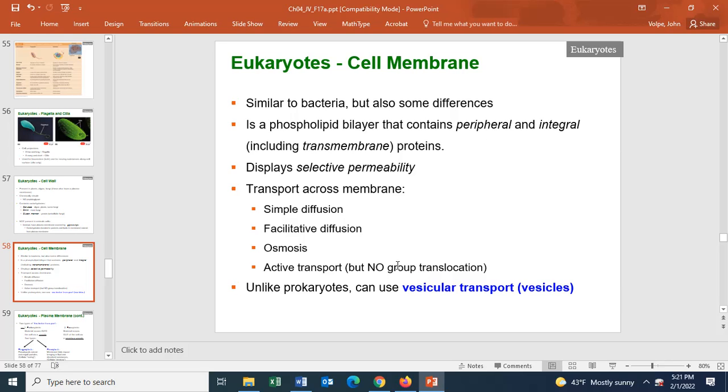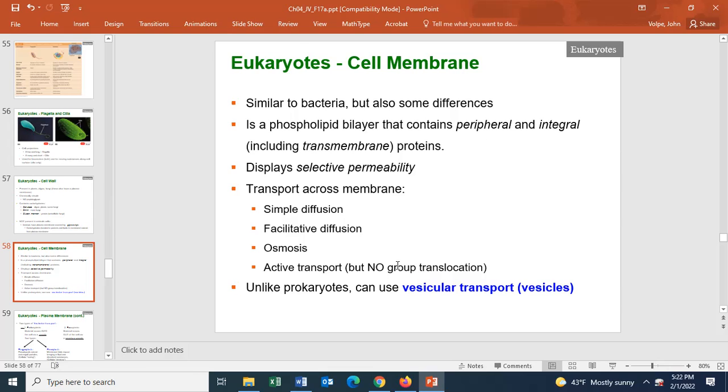You do have active transport, where a transport protein moves a molecule across the cell membrane. And that movement is against the concentration gradient. So the cell has to spend energy. And to move one molecule, it spends one ATP molecule. There is no group translocation in eukaryotic cells.